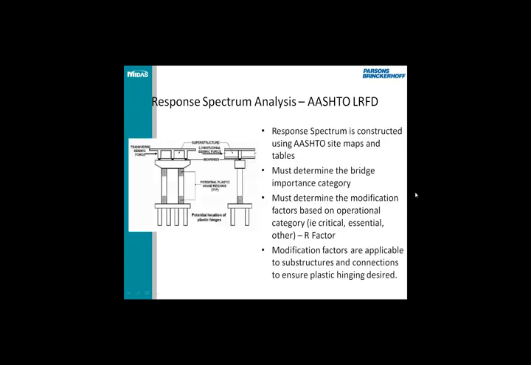Okay, so your response spectrum is created using your AASHTO site maps. Two slides ago I had one of the AASHTO site maps for the Northeast, and then the tables that are provided. You need to determine the bridge importance category, and then you need to determine the modification factors to use based on what the operational category is, whether it's a critical bridge, essential, or other. That's the R factor that you'll find in the AASHTO. Those modification factors are applicable to your substructures and connections to ensure that plastic hinging takes place where you want it to take place, basically.